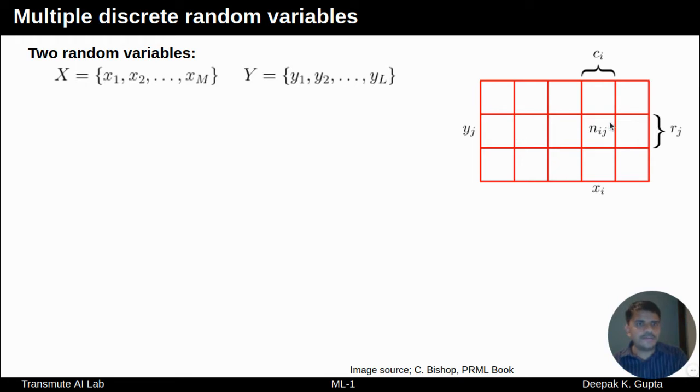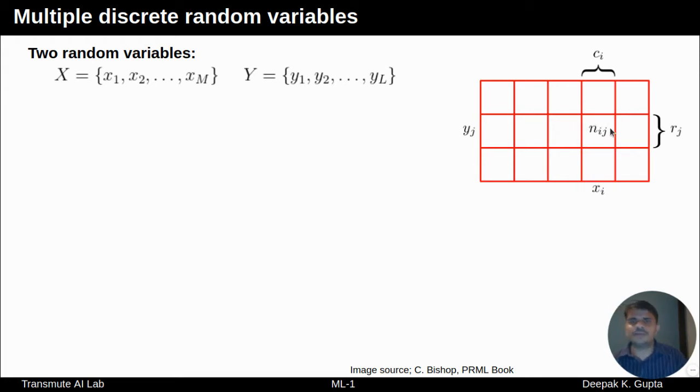Just to reiterate, any cell nij represents the number of times xi occurred with yj. So for example, if it was 6 and 2, the dice and the coin, it could be the number of times we saw 3 on the dice and heads on the coin. Similarly, that's what nij would refer to.